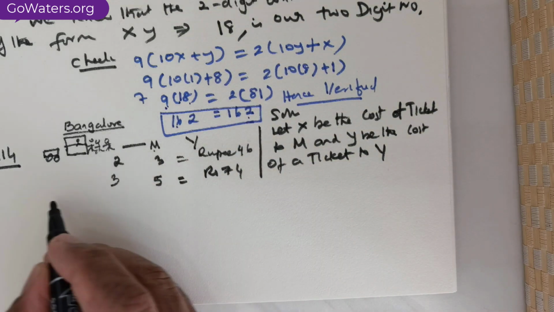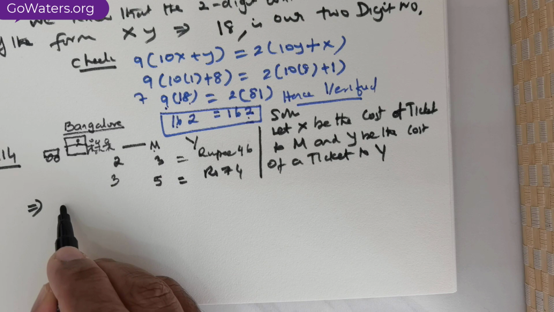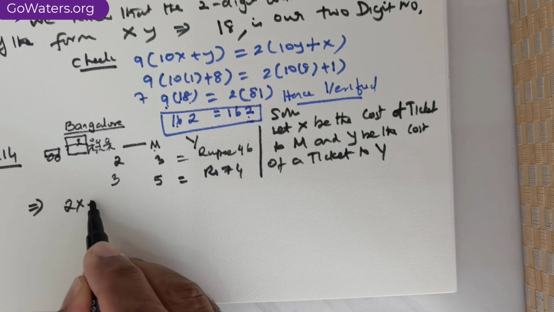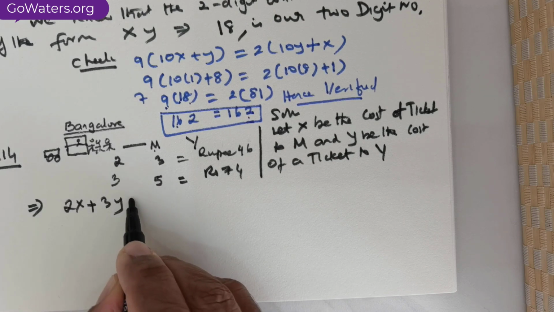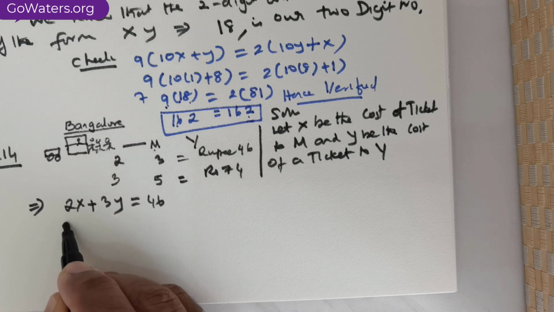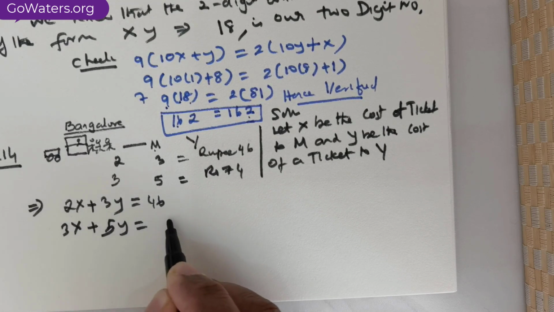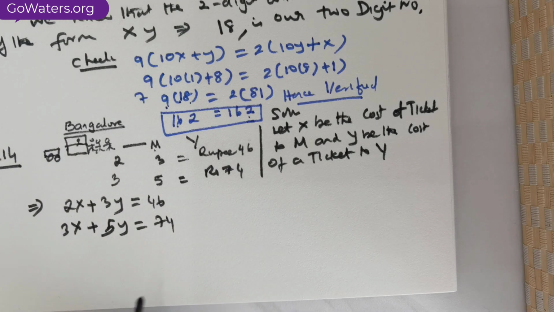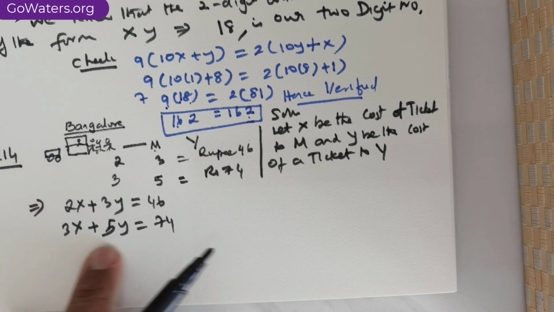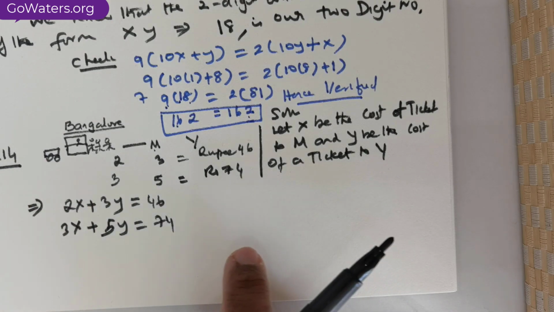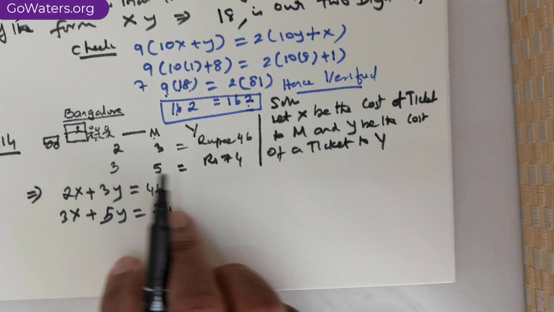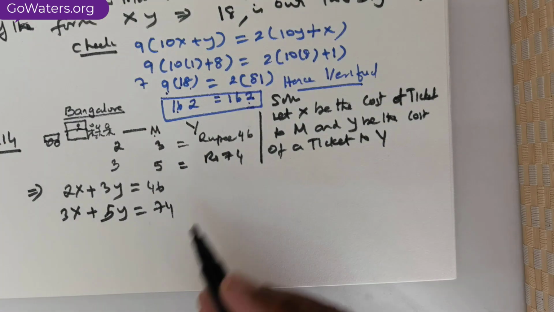From the question we have been given 2x + 3y = 46, and 3x + 5y = 74. That's it. Now if they are asking you to use cross multiplication, then this is how you need to do it. I'm teaching you the simplest way to extract it.